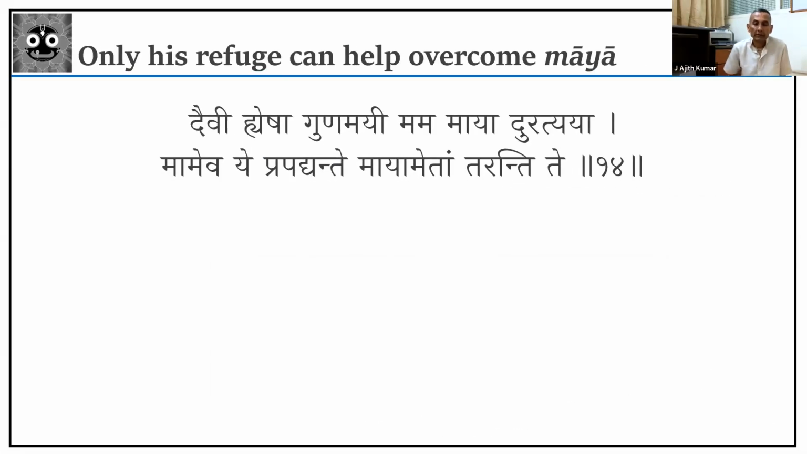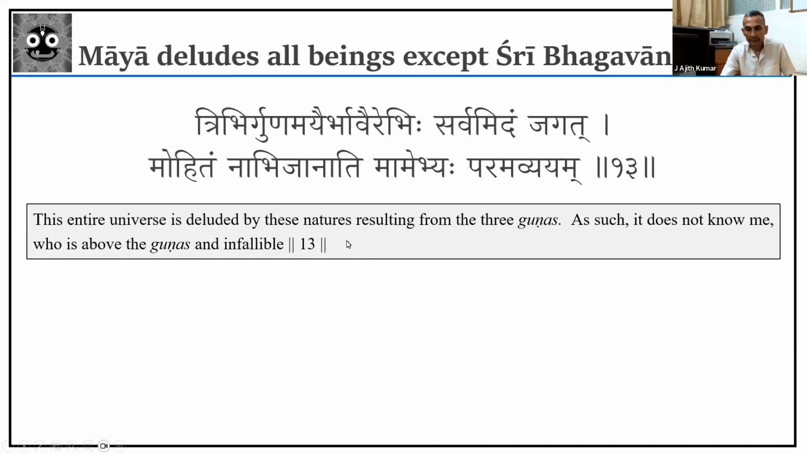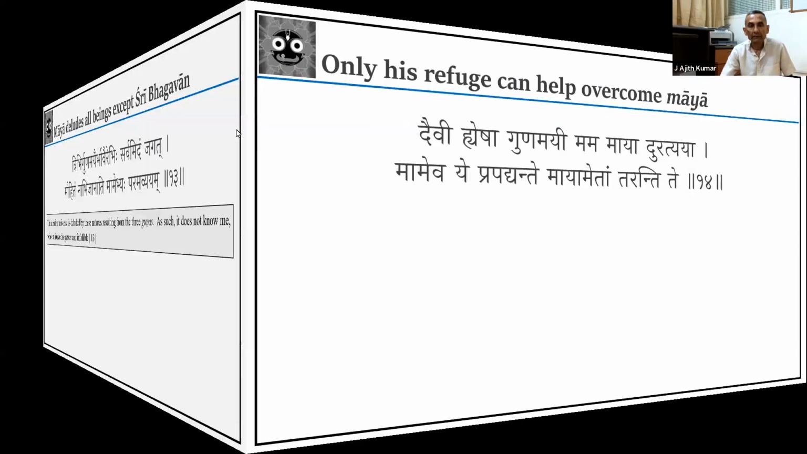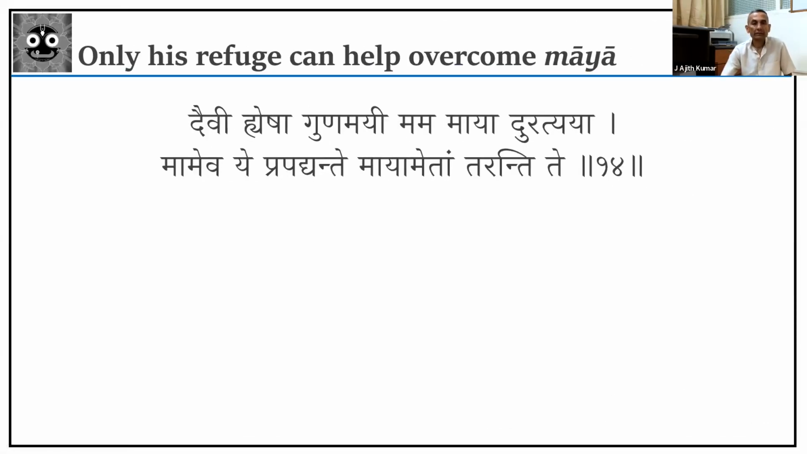Daivi hi esha gunamayi mama maya duratyaya mameva ye prapadyante mayam etam tarantite. This is a very, very often cited shloka in the Bhagavad-Gita. Daivi, divine. She's not an ordinary energy, she's a divine energy because she is my energy. Esha gunamayi, she is actually made up of these gunas. Mama Maya, she is my Maya. Duratyaya means very difficult to cross over.